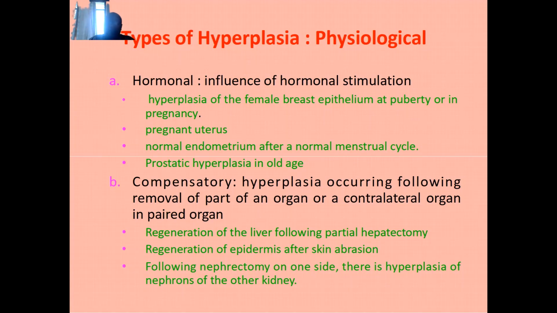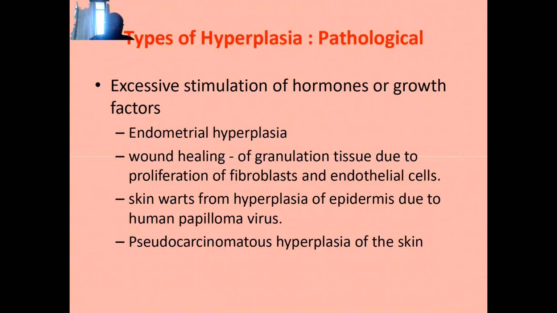or collateral organs, like regeneration of the liver following a partial hepatectomy, regeneration of the epidermis after skin ablations, following a nephrectomy on one side, there is a hyperplasia of nephrons of the other kidney. So let us see the other type of hyperplasia, which is pathological.